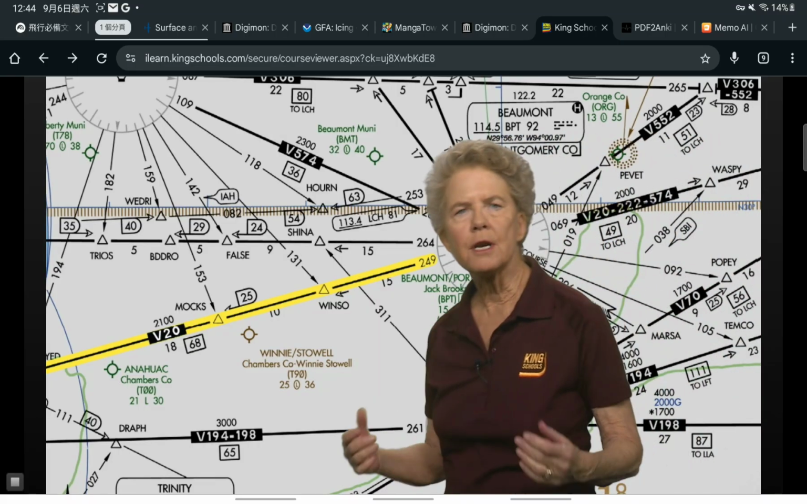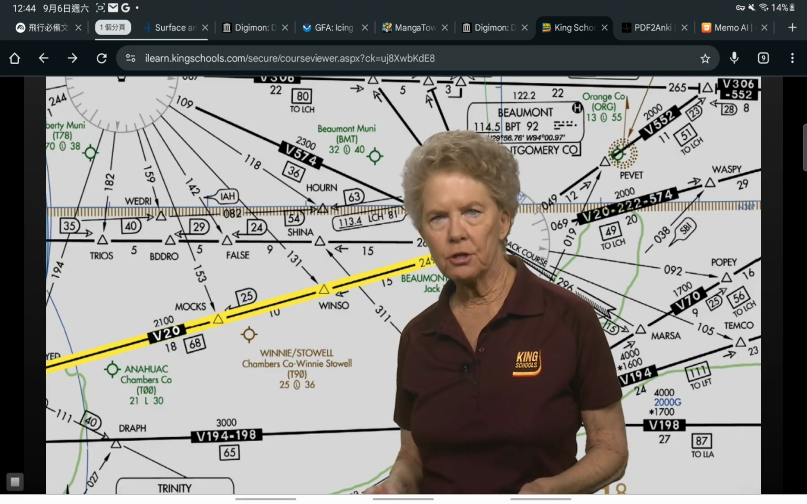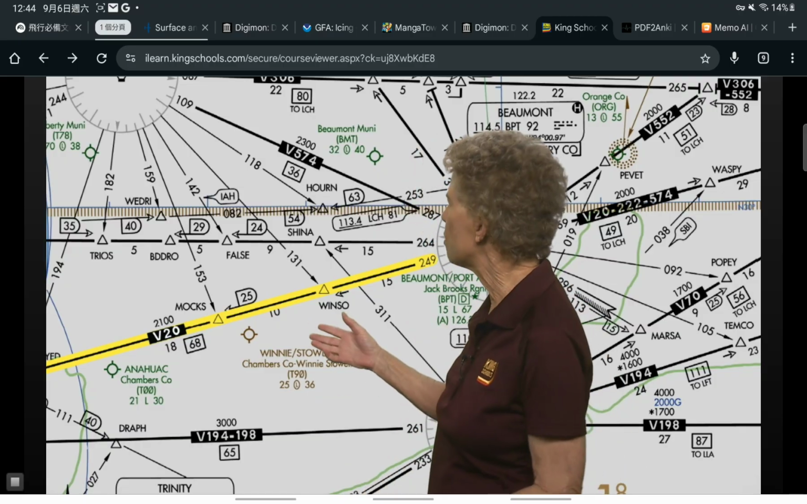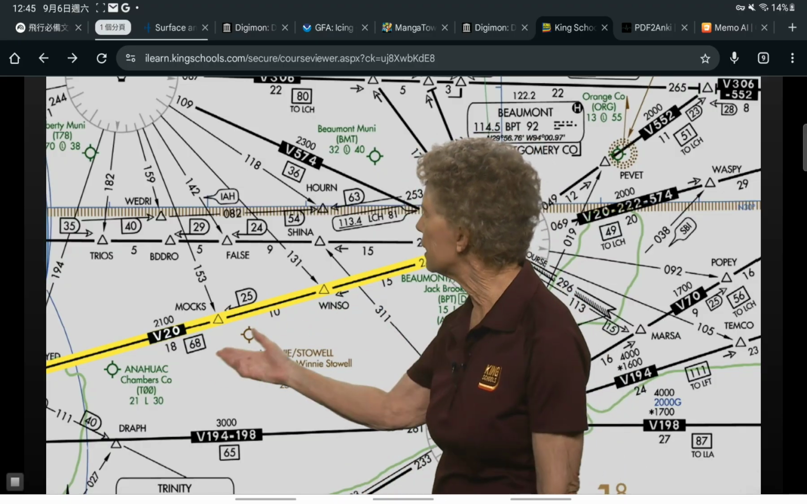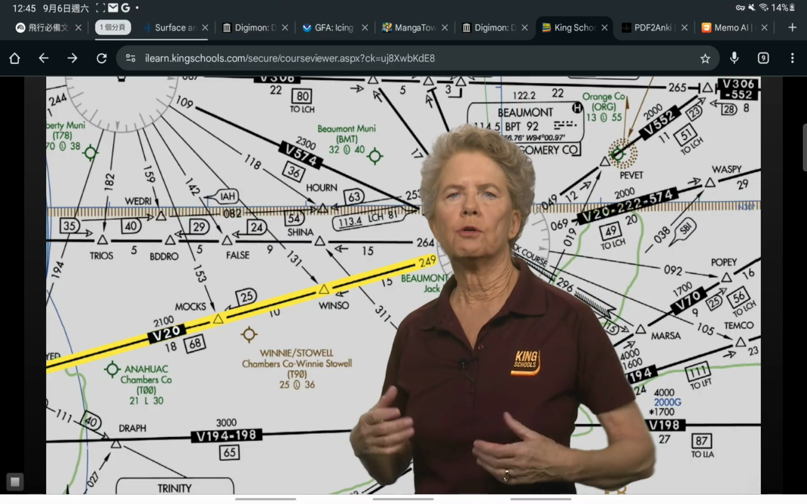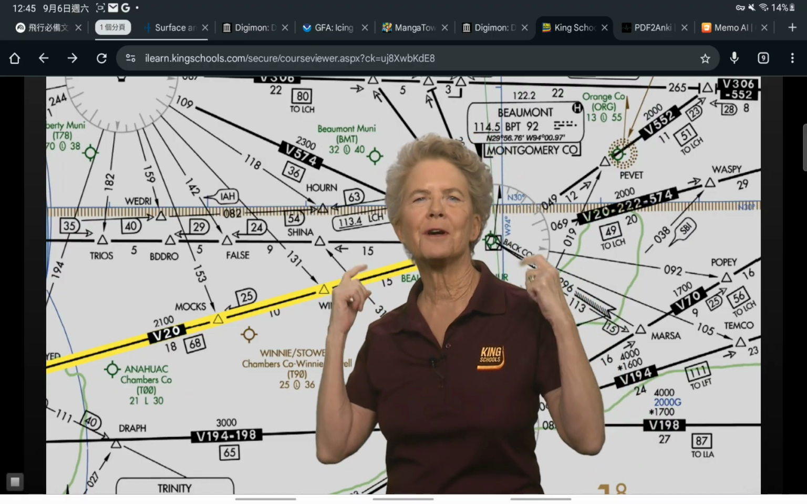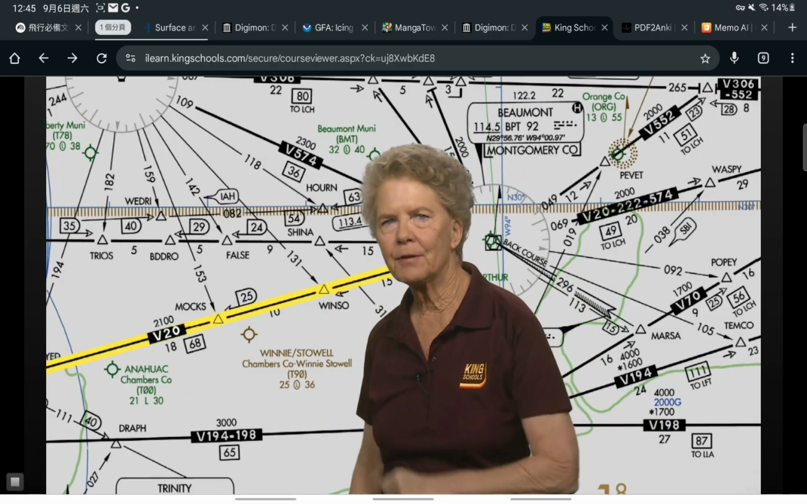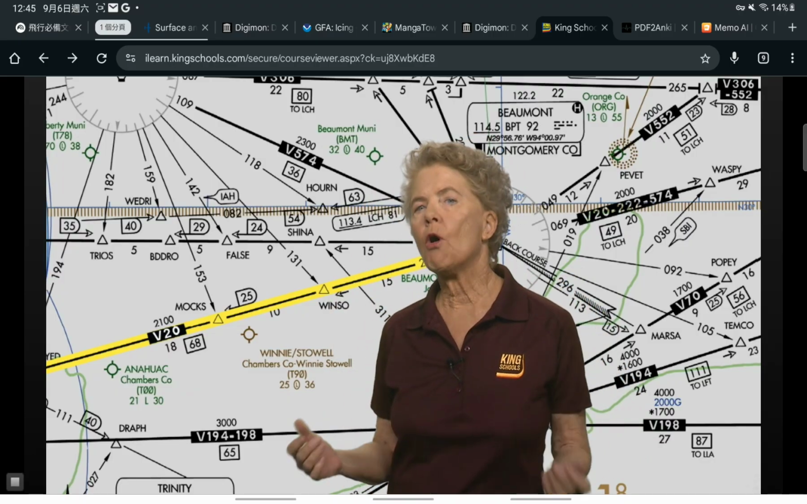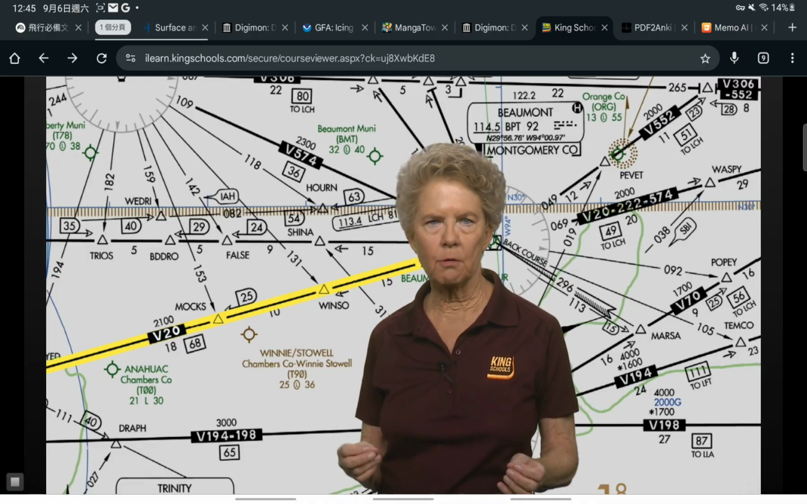Now, if the airway does not have a bend and there's no changeover symbol, the changeover point then will be the halfway point in miles on the airway. When you're halfway between the two VORs, you quit navigating on the one behind you and you tune in the one in front of you and start navigating to it instead. So all you have to do then is look for the total mileage on the airway.